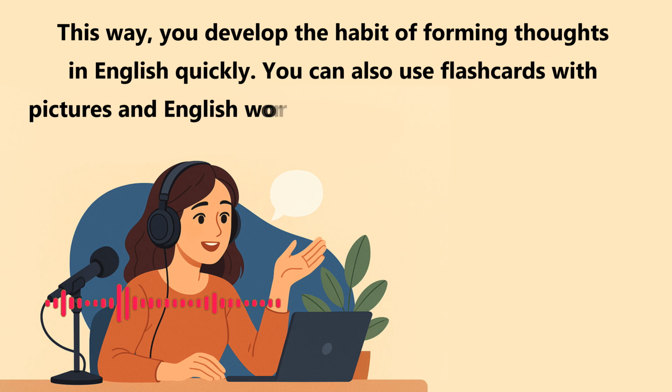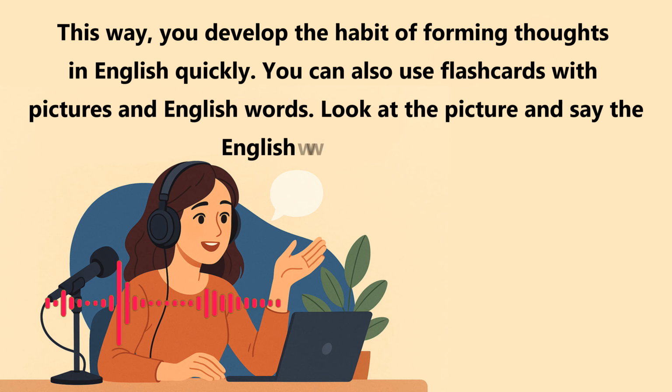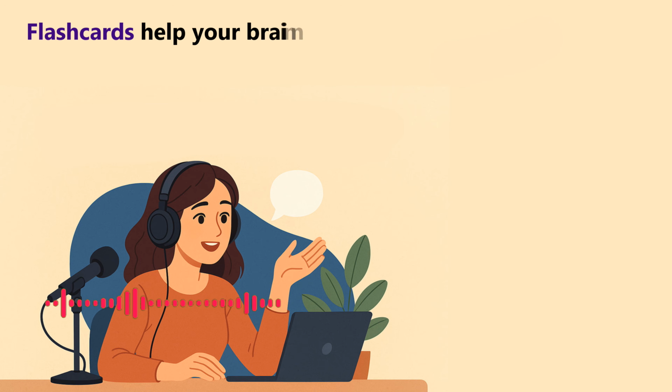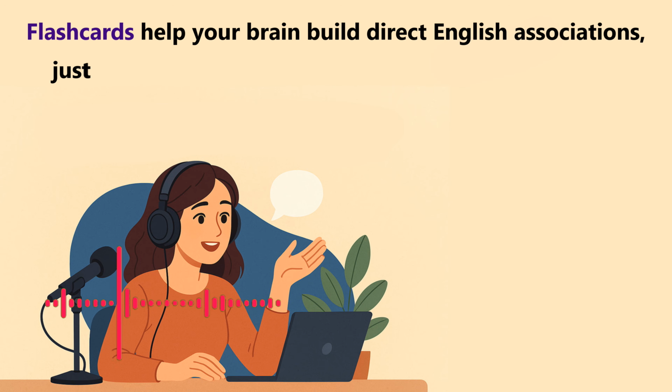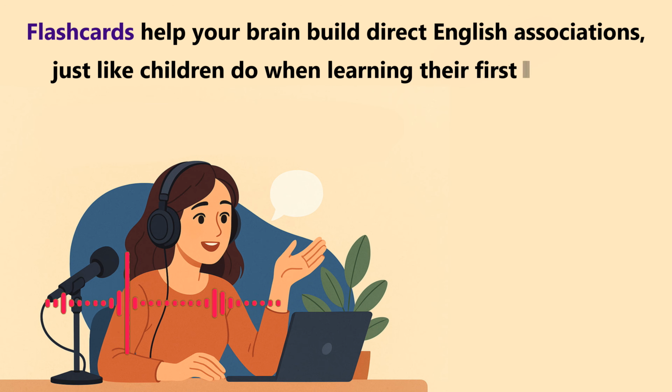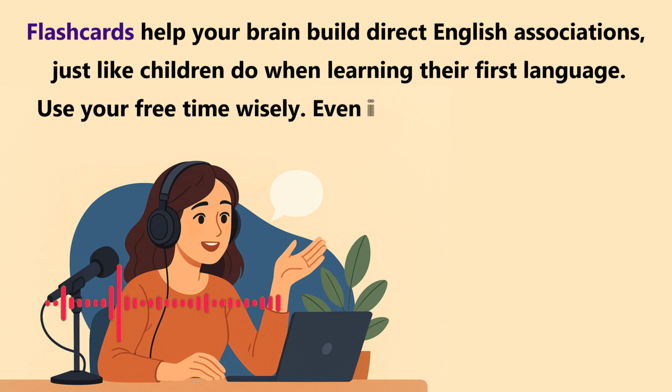You can also use flashcards with pictures and English words. Look at the picture and say the English word out loud. Flashcards help your brain build direct English associations, just like children do when learning their first language.